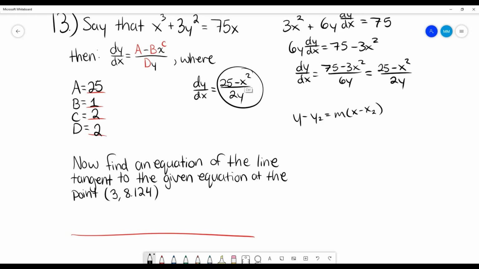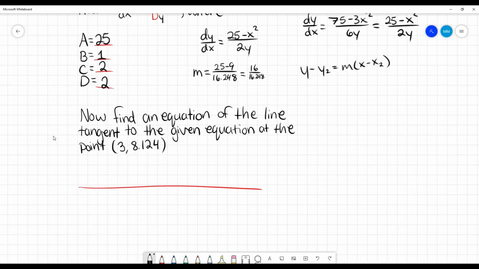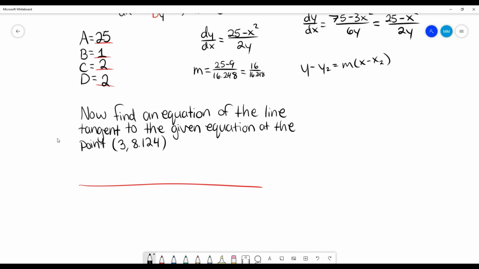So we want the slope at the point, which is going to be just this when we plug in the x and y. So let's see, if I plug in an x, that's going to be 3 squared, so it's 25 minus 9, over 2 times this right here, which is going to be 16.248. I believe that's right. So I'm going to leave it in that fractional form right there, even though we don't like fractions with decimals in them. But I'm just going to leave it like that so it's easier to read.